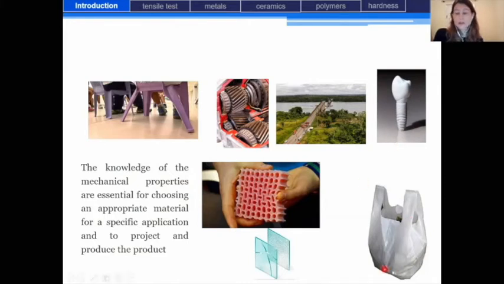The next case is a plastic bag. So in that case, it's more simple. It should withstand the weight of the different things that are carried on.